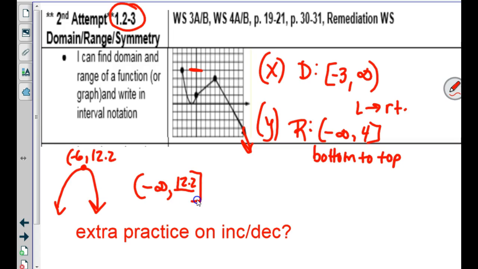Everybody good? Do we need to do increasing, decreasing on this graph for extra practice or not? I just had written that we could use this same graph. So from -3 to -1, it is decreasing, then roughly -1 to 4 it's increasing. Remember, we're using x values here. And then from 4 to infinity, it would be decreasing.